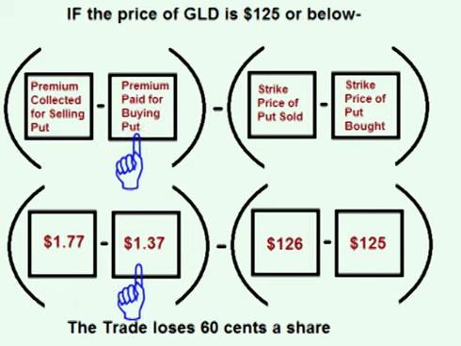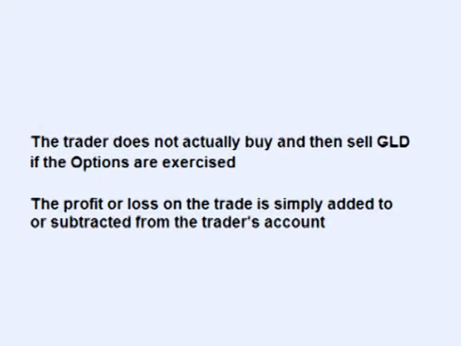However, he was paid 40 cents a share up front placing the spread, so his loss is the 40 cents he was paid up front minus the $1 he loses on GLD, for a loss of 60 cents a share. This is his maximum possible loss on this trade. It's important to note that if this was a real trade, the trader doesn't actually buy and resell GLD. If he holds the spread until the options expire, the profit or loss is simply added to or subtracted from his account.